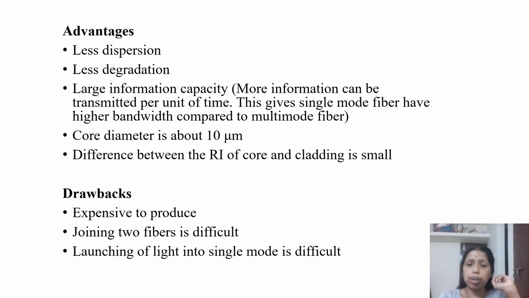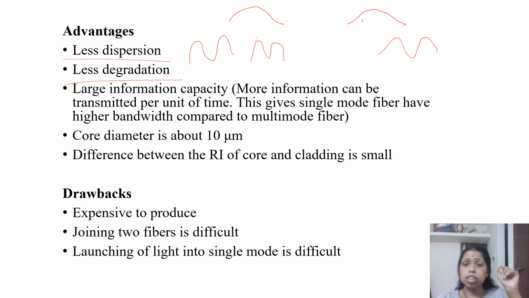So these are some advantages and disadvantages. Advantage: less dispersion and degradation. The same information, with the same amplitude at one end of the fiber, will be obtained with the same amplitude at the other end of the fiber. Dispersion means, suppose the shape of the pulse is like this at the source; at the other end of the fiber the shape of the pulse will also be like that. Degradation means the shape of the pulse changes if there is any interference with another signal. So in the case of single mode, there is less dispersion and less degradation, and we can launch lots of data through this single mode fiber.